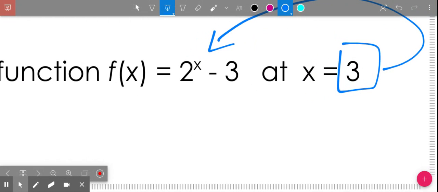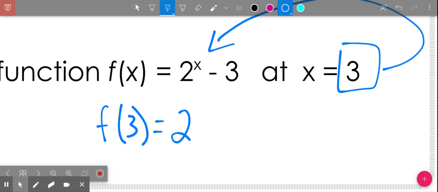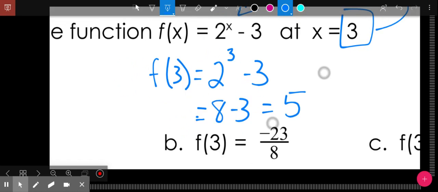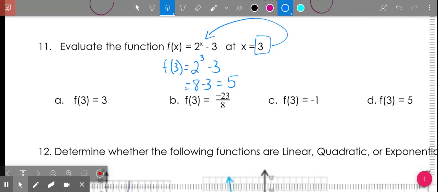Now we'll have f of 3 is equal to, instead of 2 to the x, 2 to the third power minus 3. And then all we have to do is simplify. Well, 2 cubed is 2 times 2 times 2, which is 8, minus 3. And 8 minus 3 gives me 5. So f of 3 is equal to 5, which is D. All right, if you have questions, let us know.